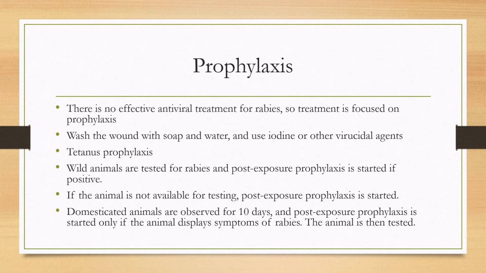If the bite came from a wild animal, the animal is tested for rabies, and post-exposure prophylaxis is started if positive for rabies. If the animal is not available for testing, then post-exposure prophylaxis is started immediately. And domesticated animals can be observed for 10 days, and post-exposure prophylaxis is only started if the animal displays symptoms of rabies. The animal is then tested. The post-exposure prophylaxis can be stopped if the rabies is negative.